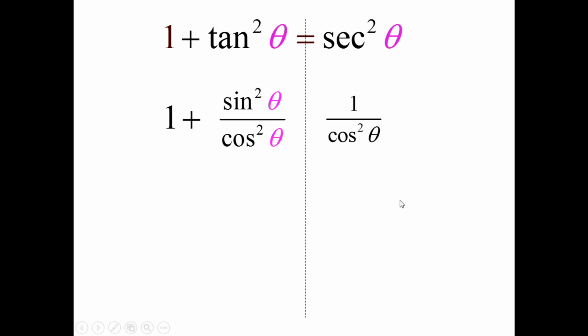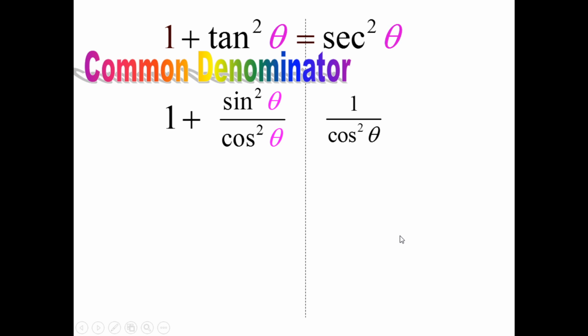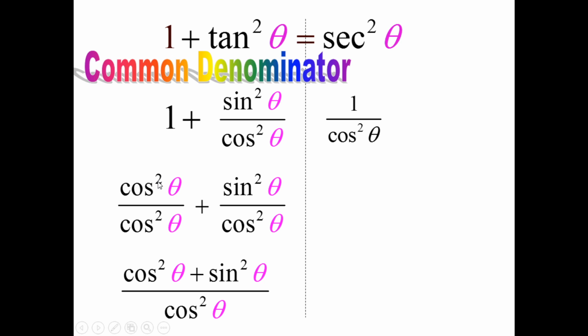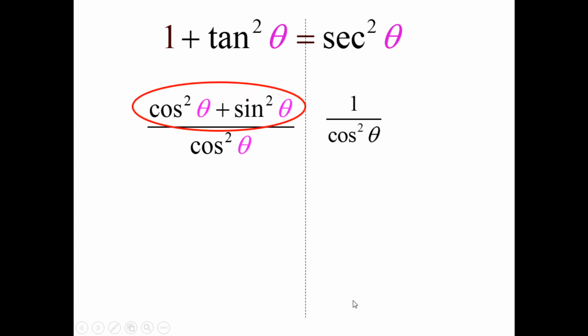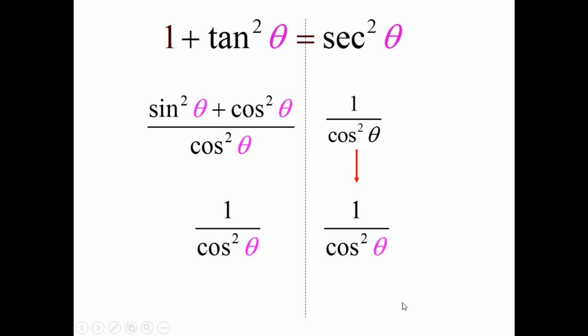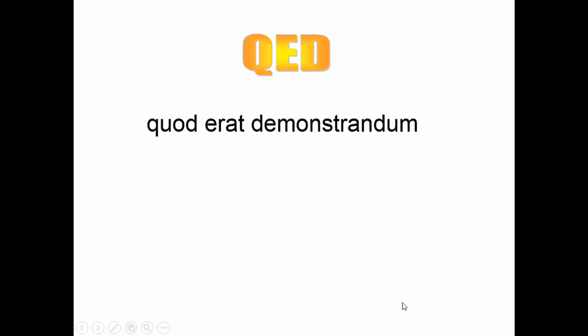So find a common denominator on the left-hand side, which is cosine square of theta. Convert that to the least common denominator form, and then put this all together. So cosine square of theta plus sine square of theta. One thing we notice is that's 1. So we got 1 over cosine square of theta, which is the same as the right-hand side. Proof. So what does that mean? It's Latin, meaning which was to be proved.